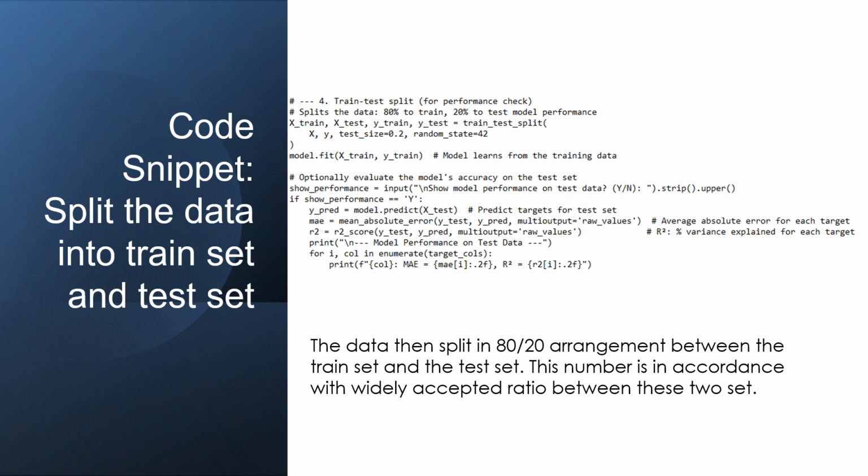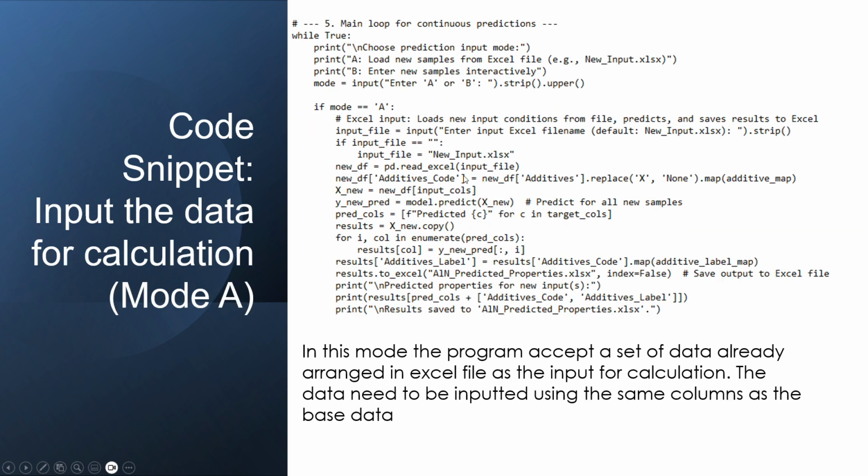And here there will be a choice for the user whether they want to show the model performance, yes or no. And if it's yes, it will predict targets for the test set and then show you the MAE for each target and the R squared for each target.